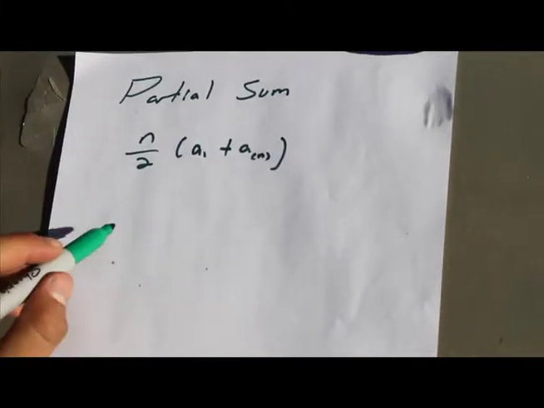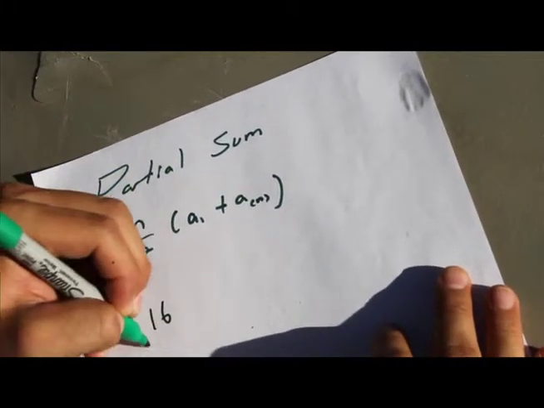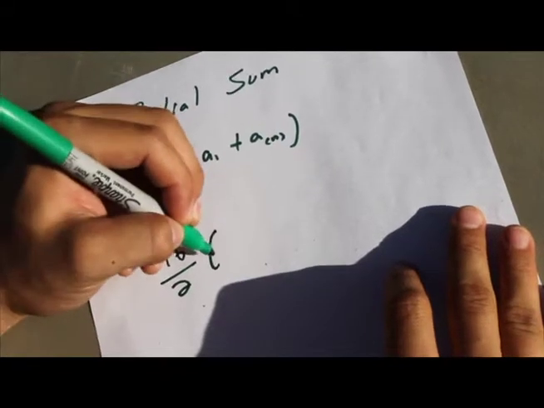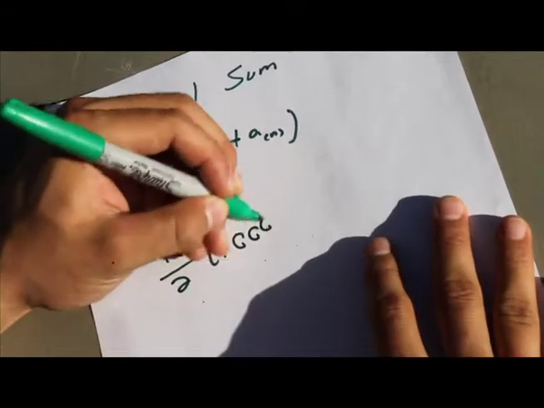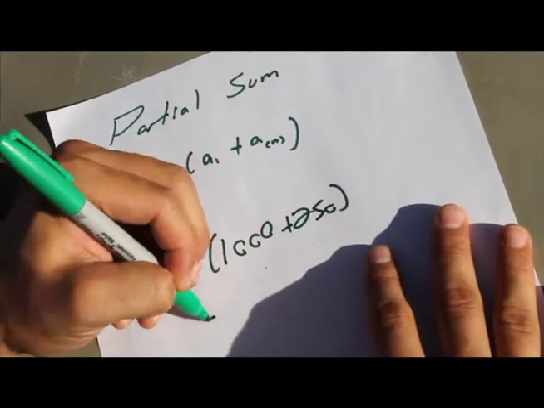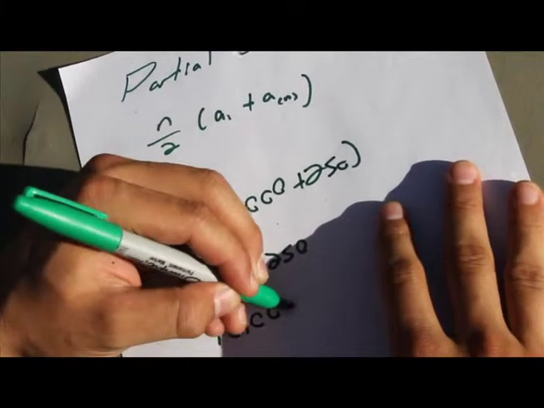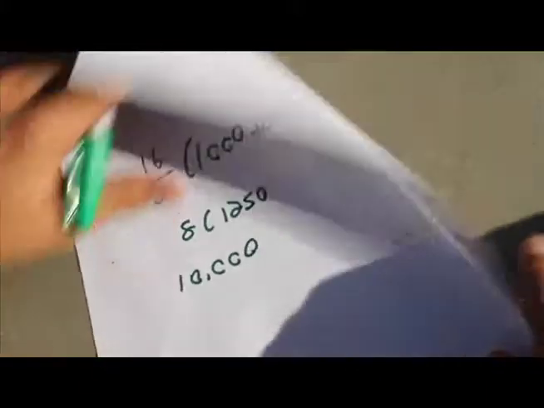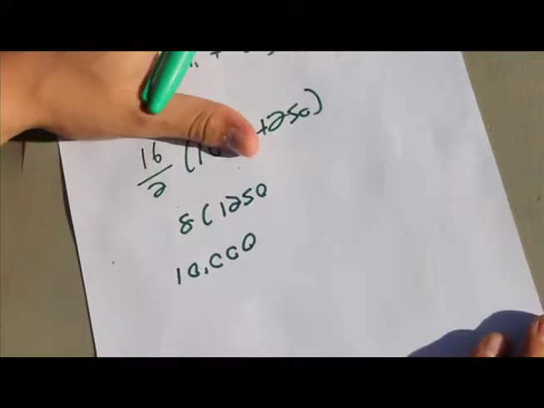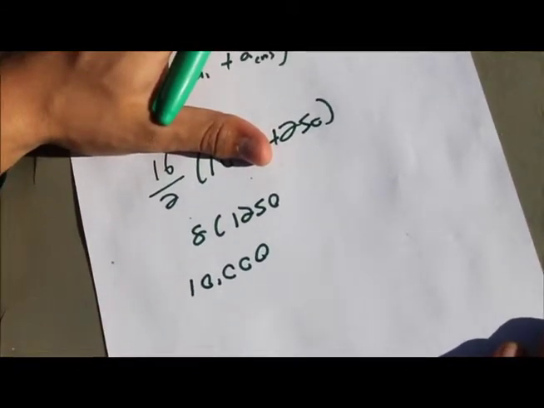So now we can finally plug things into our partial sum formula. So n of course is 16 over 2. The first number is 1,000 plus the last, which is 250. And this will eventually come out to be $10,000. So $10,000 total is awarded to all 16 players. And the first player is of course Jedd Fagg.